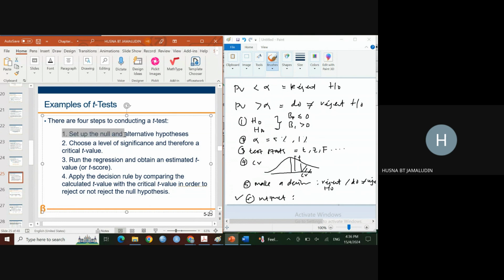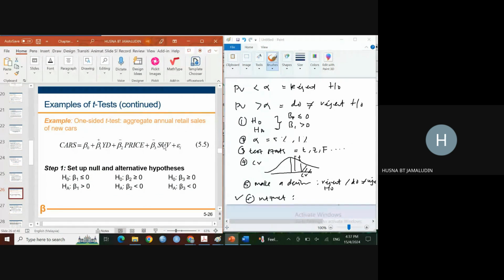You set up this hypothesis, choose the level of significance, and then find your CV. Then you run your regression, because you're going to use your software, and you will get your T value, and then you apply your decision rule. Step number 4 is very similar. You compare your T value and CV so that you can decide whether to reject or not reject the H null. Okay, so next.